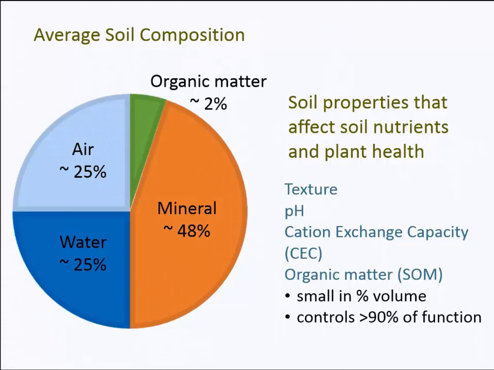So in general, soil is composed of about 50% minerals, meaning the sand, silt, and clay that have been broken down from rock to form most of your soil. Only about 2% of soil is organic matter. However, that 2% controls a vast majority of the function of soil, and I'll explain why later. Generally, soil might have about 25% air and about 25% water.